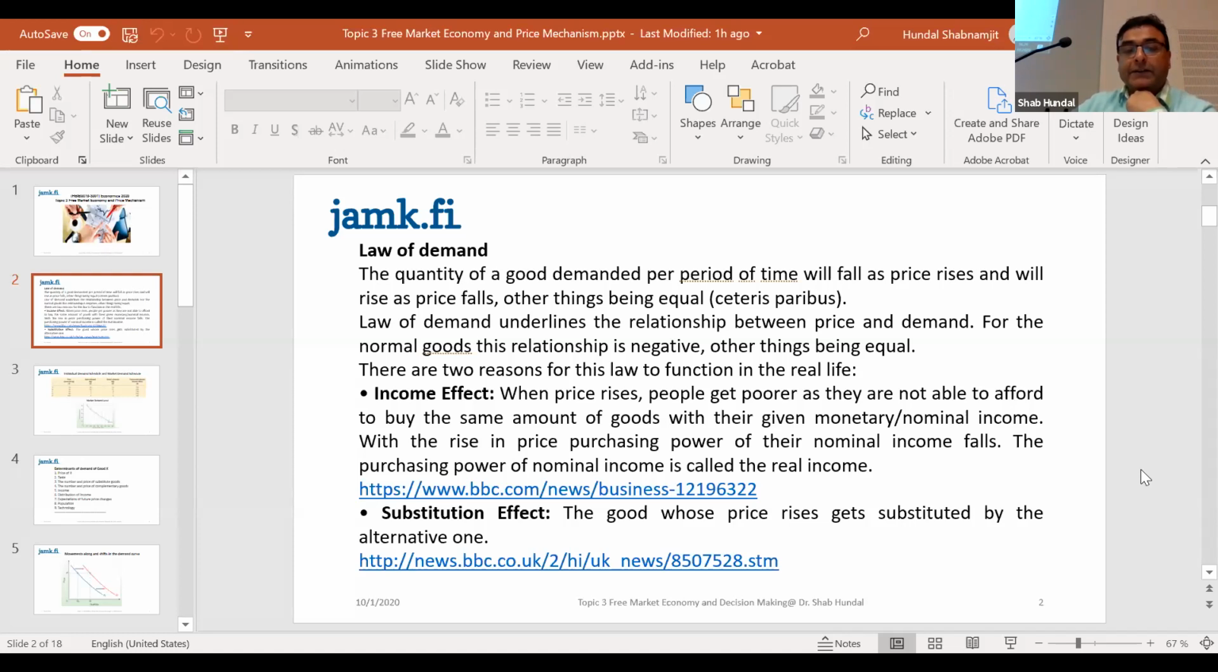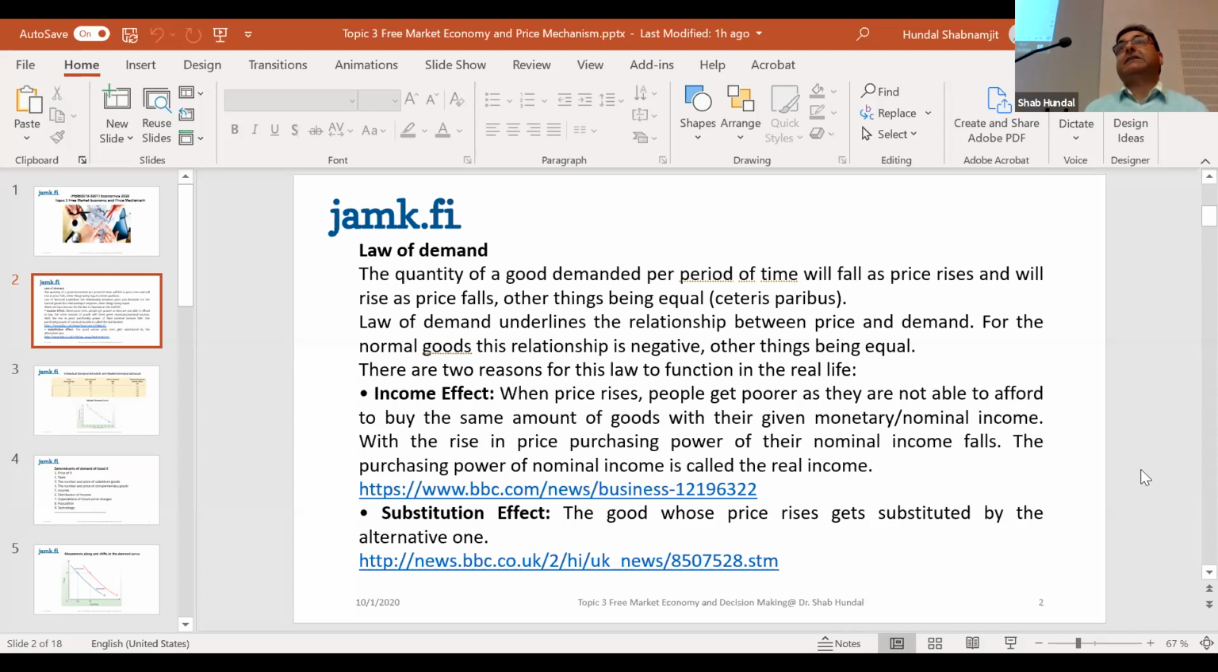And the second factor is the substitution effect. Many goods and services have a substitute. Let's say there are two products, I'll give the example afterwards. If X and Y are close substitutes, and if X gets more expensive, then people have a choice to move to Y. Let me give an example. Tea and coffee are not perfect substitutes, but close substitutes.